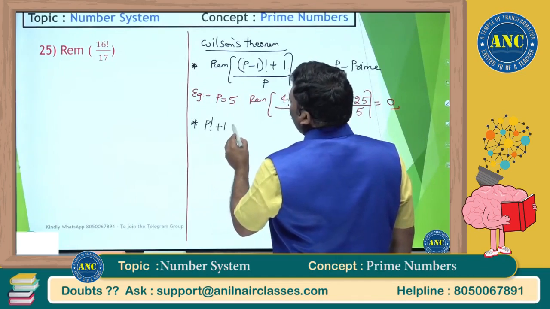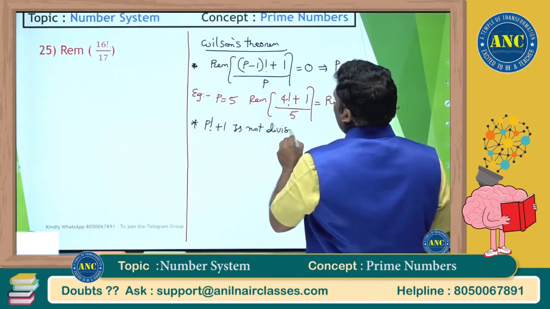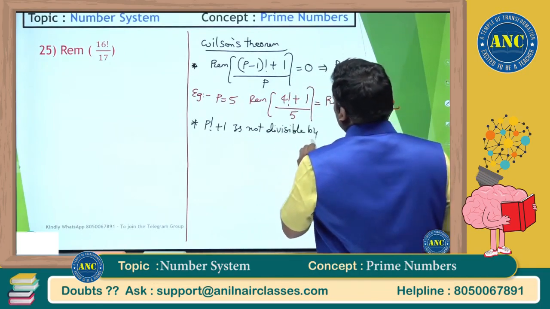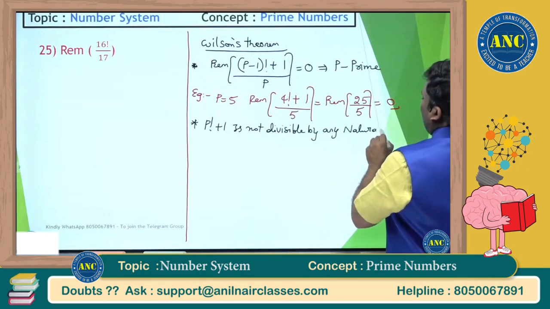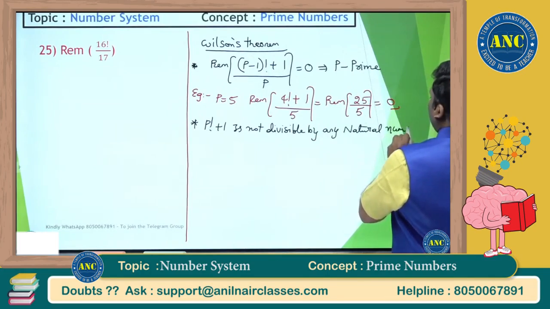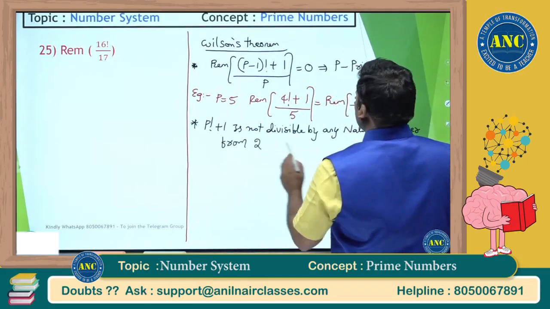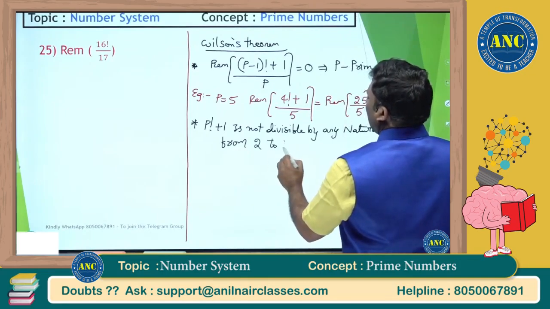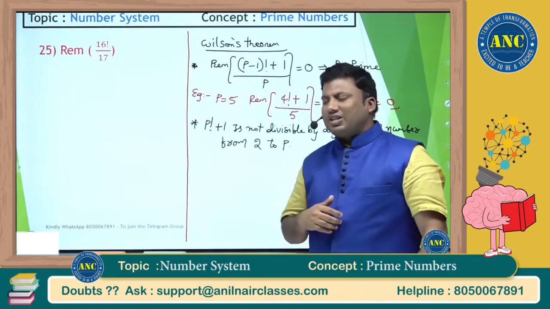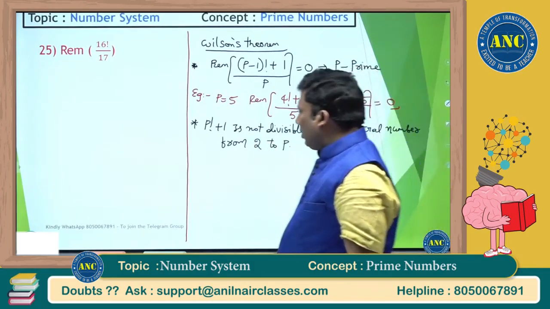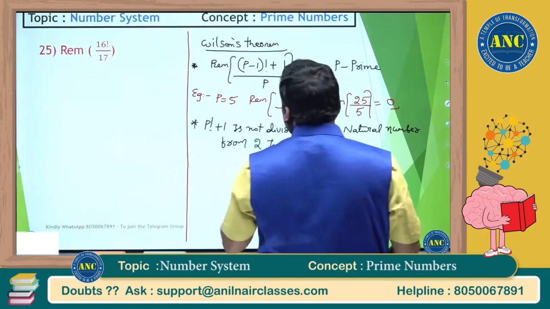p factorial plus 1 is not divisible by any natural number from 2 to p. It's a very easy explanation. p factorial plus 1 is not divisible by any natural number from 2 to p. Why is it not divisible?